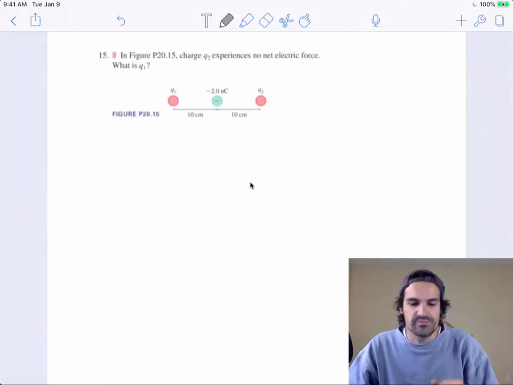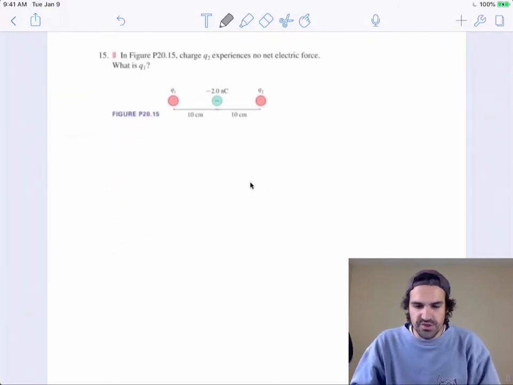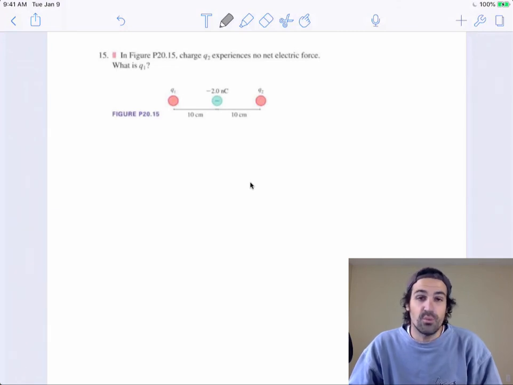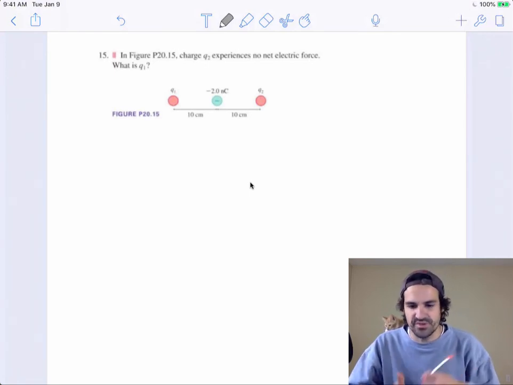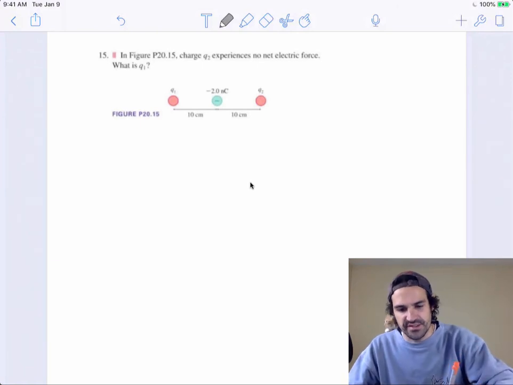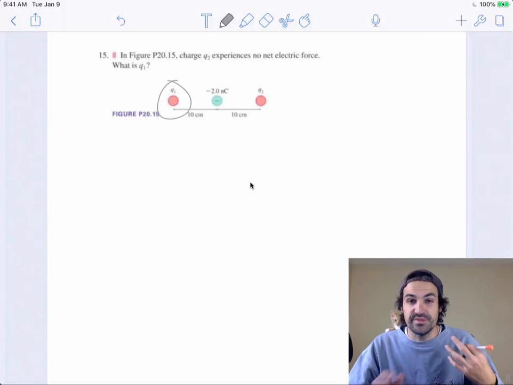All right, final problem, number 15. Charge Q2 experiences no net electric force. What is the charge of Q1? So we're going to be doing the exact same problem, except realizing that all forces on charge 1 are going to be equal to each other.